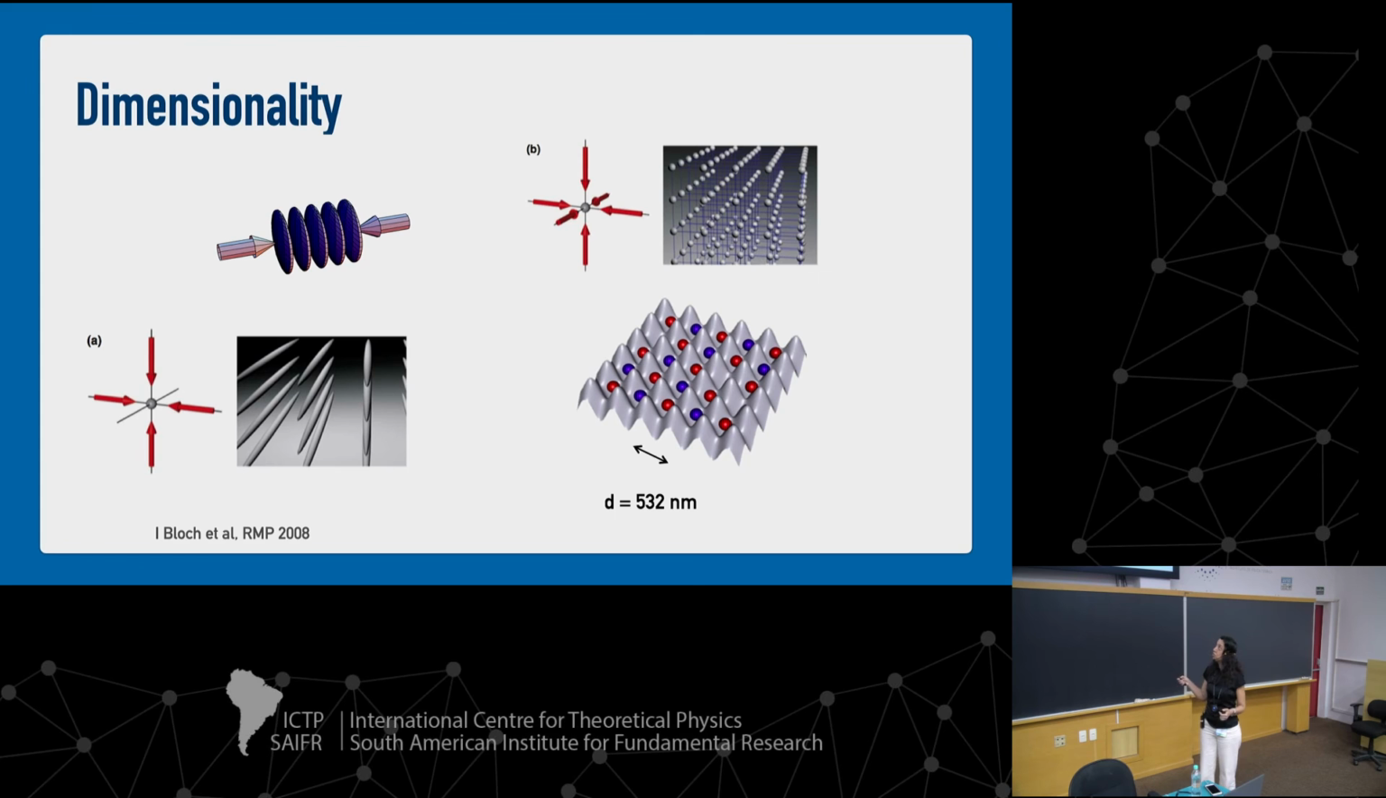If you use two counter-propagating lasers, here this arrow and this arrow, you have a standing wave in this direction, so you kind of have pancakes where your atoms like to sit, and you have this set of pancakes here. If you have four lasers as shown here, the atoms sit in this direction here, so you have these cigar-shaped regions where the atoms sit.